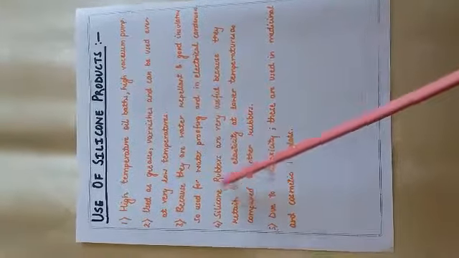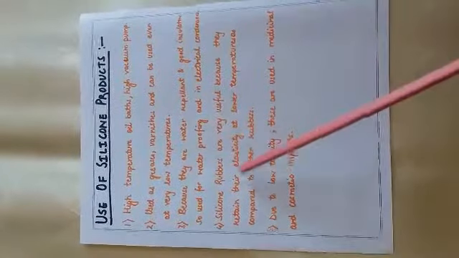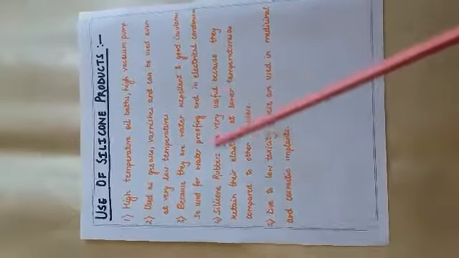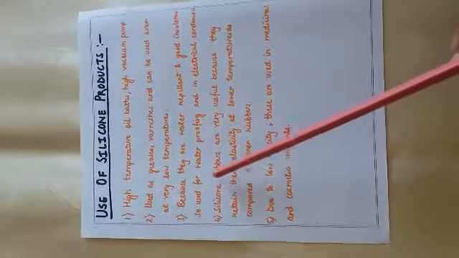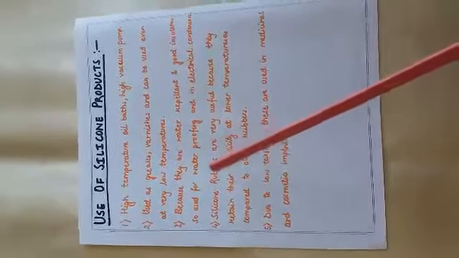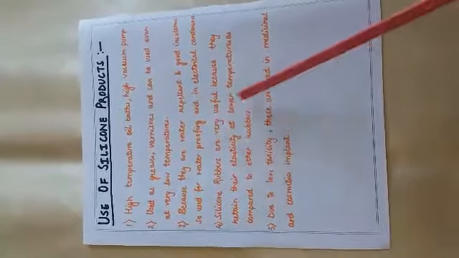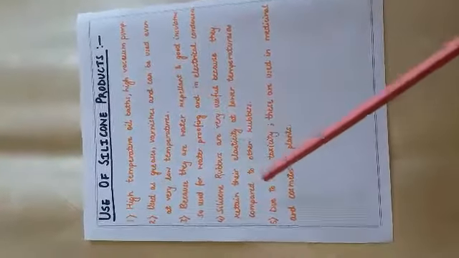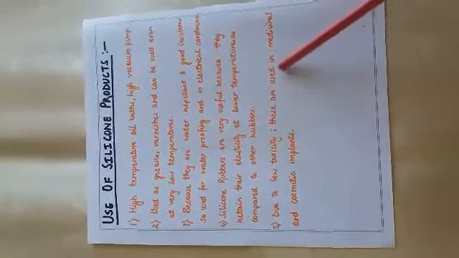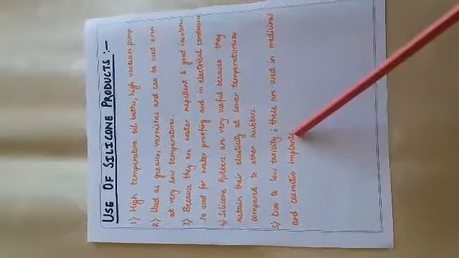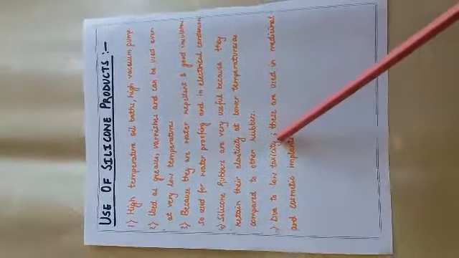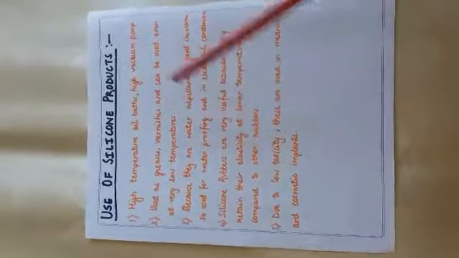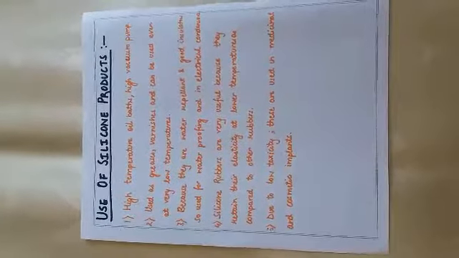The next thing is silicone rubbers. They are very useful because they retain elasticity at lower temperatures as compared to other rubbers. I have discussed earlier that silicone also exists in the form of rubbers. So silicone rubbers are more preferable over other rubbers, and due to their low toxicity, they are used in medicinal and cosmetic implants as well. Because they have low toxicity, we can use silicone products in implants also. So these were a few uses of silicone products. We can use silicone products for a variety of purposes.